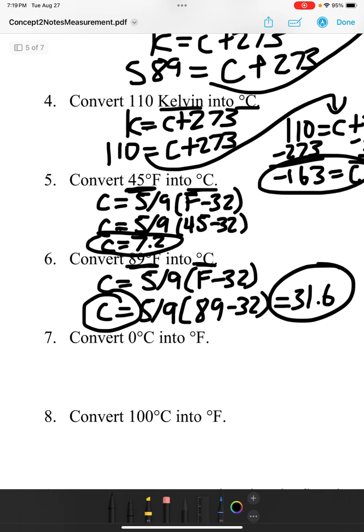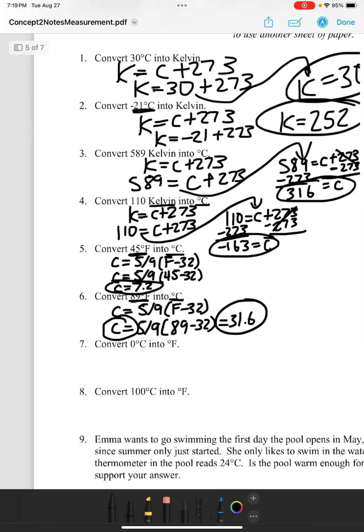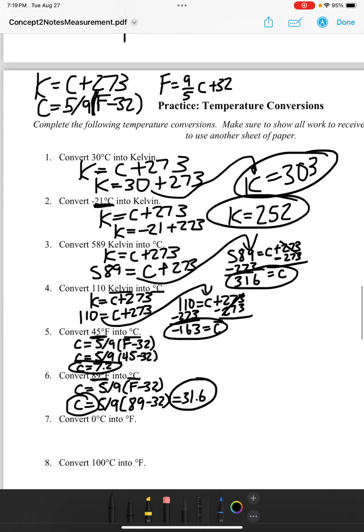Okay. Next one, we're converting 0 degrees Celsius into Fahrenheit. So Celsius into Fahrenheit, we're going to pick that formula that's in the top right. And the reason we're picking that formula is that it allows us to input something in Celsius on the right, and it spits it out in Fahrenheit. So we're going to do F equals 9/5 C plus 32.